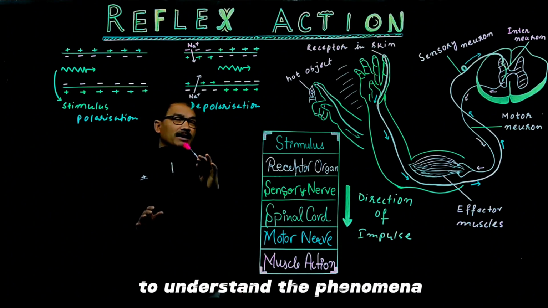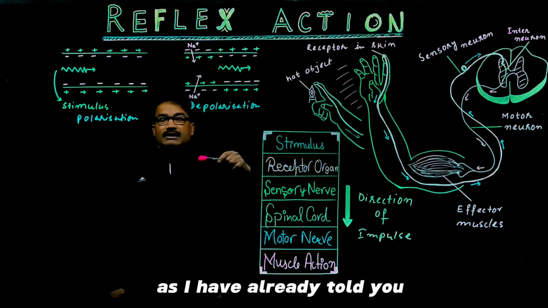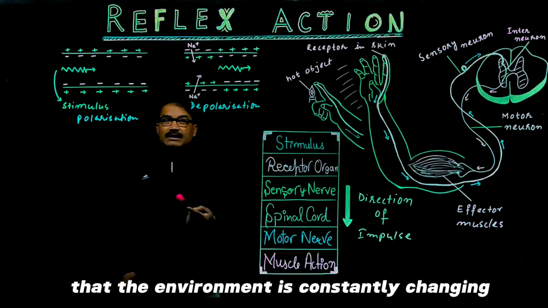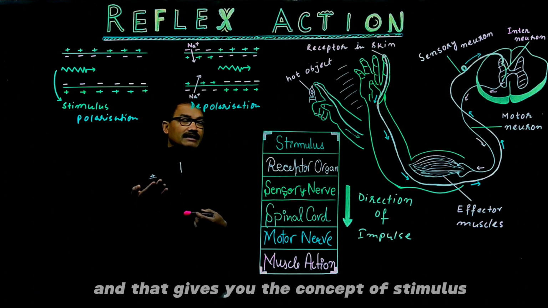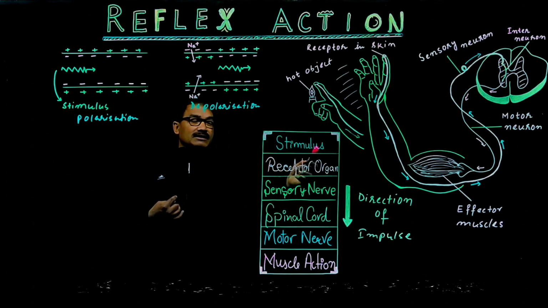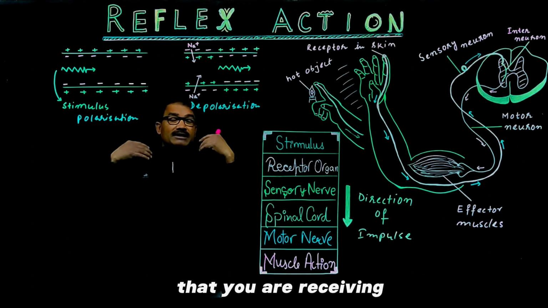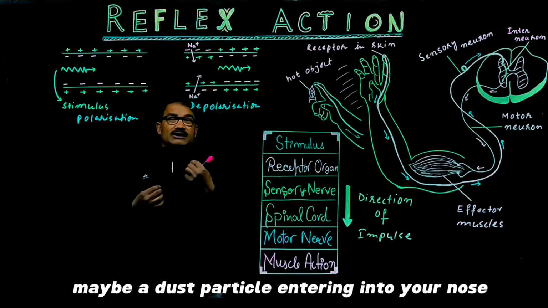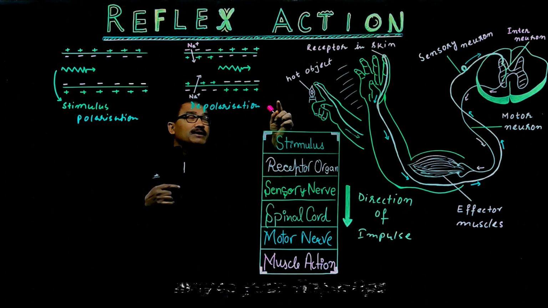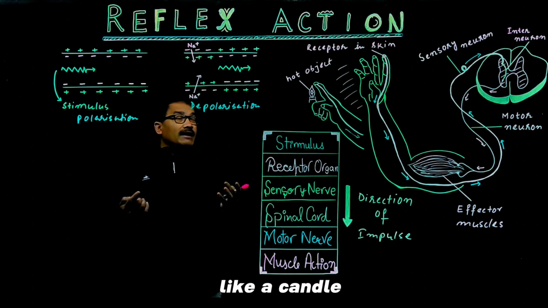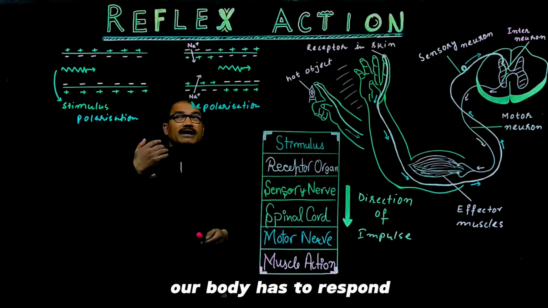To understand the phenomena, first we have to understand the meaning of a stimulus. As I have already told you, the environment is constantly changing and our body needs to respond to those changes, and that gives you the concept of stimulus, because that change can be a change in the intensity of the light that you are receiving. That change may be a dust particle entering into your nose. That change may be your fingertips touching a hot object like a candle. So that is called a stimulus. And whenever there is a stimulus, our body has to respond.